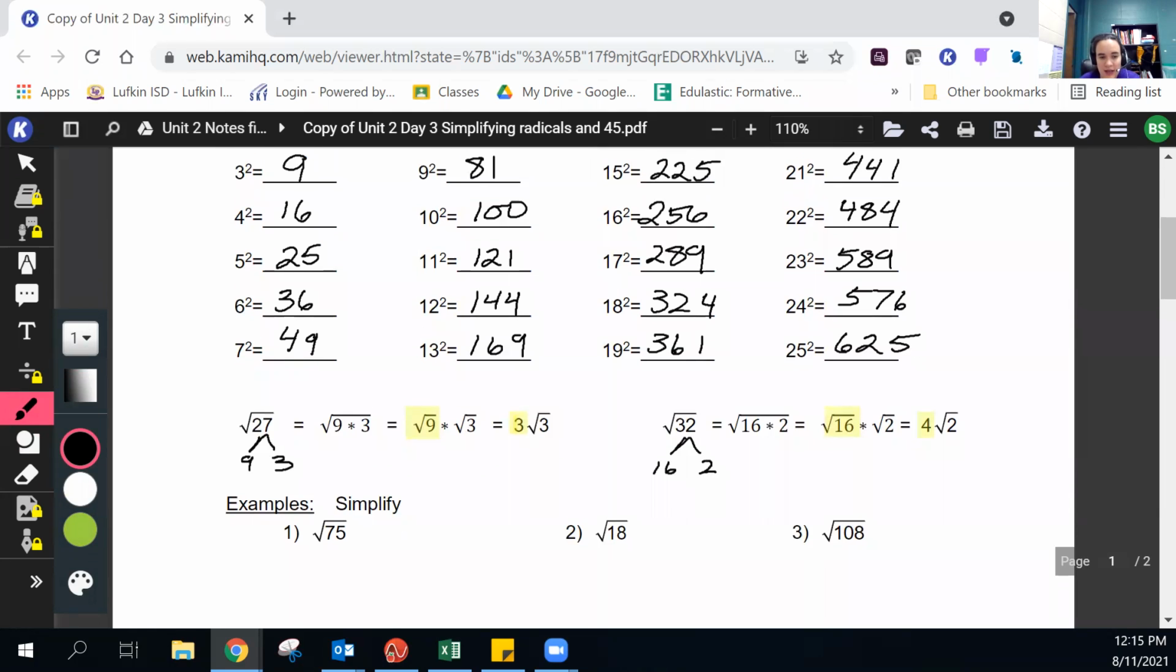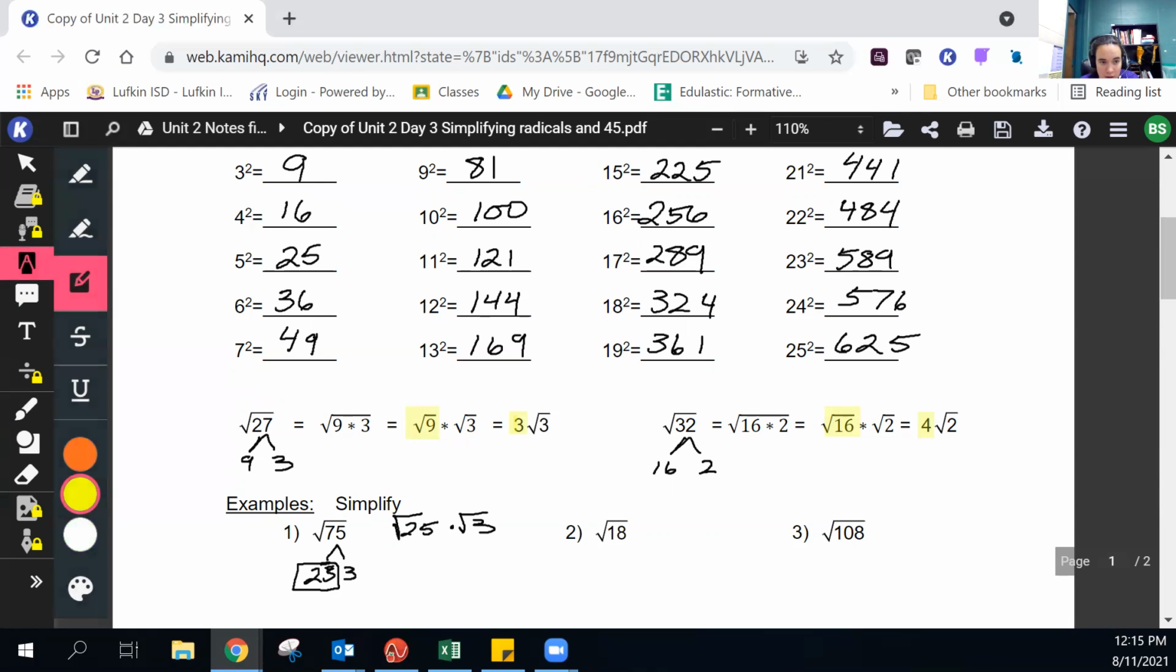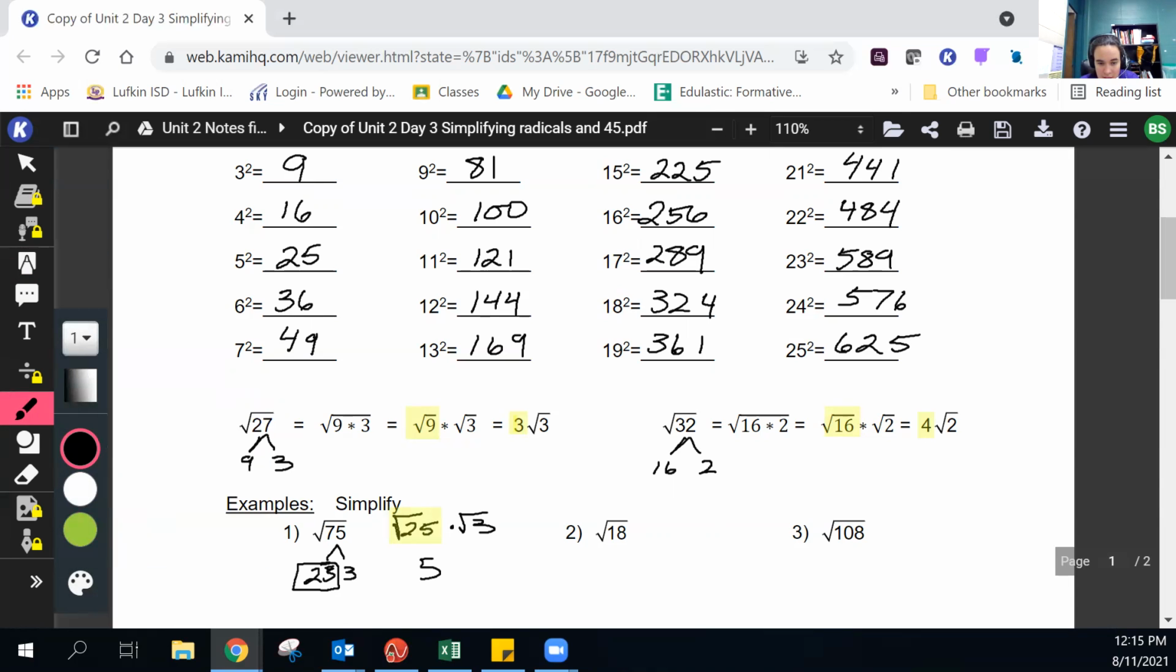So our next problem we've got is 75. So 75, is it divisible by 2? No. Is it divisible by 3? Yes. When we divide by 3, we get 25. 25 is a perfect square. So we're going to take the square root of 25 times the square root of 3. We actually take the square root of that 25. Square root of 25 is 5. So our answer is 5 times the square root of 3.